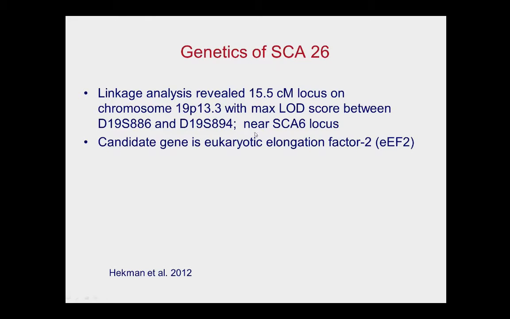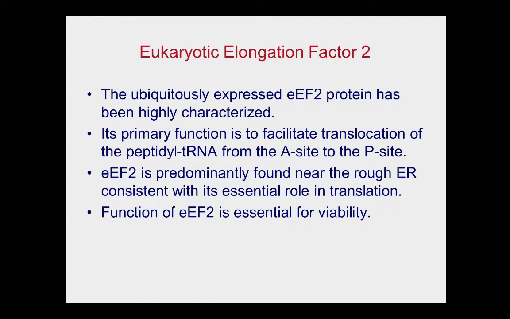So looking at candidate genes in this area, Chris thought maybe this eukaryotic elongation factor might be a potential target gene. And this is a gene that's really ubiquitously expressed, and a lot is known about its function. It's involved in translation of proteins, and it's basically essential for life. If it's not working, you're done for. So it's a lethal mutation if it's knocked out.